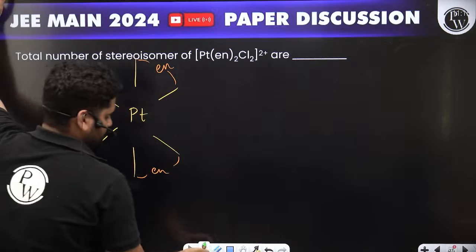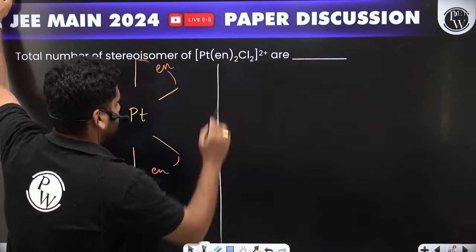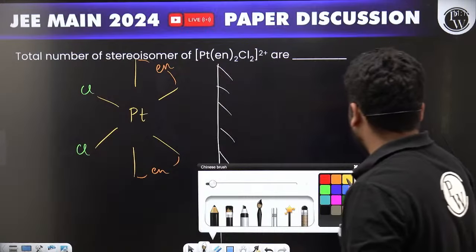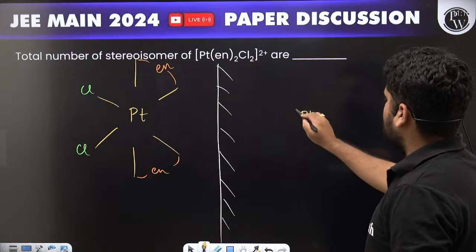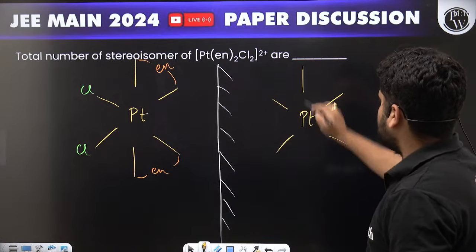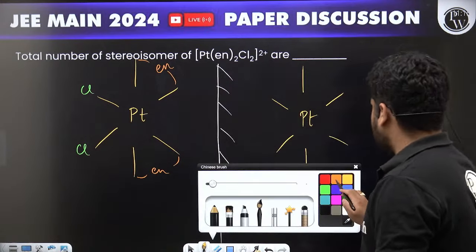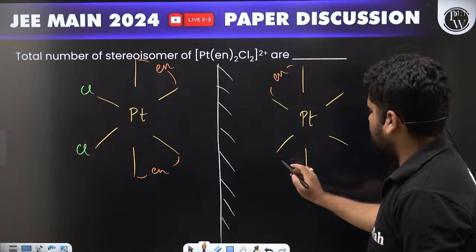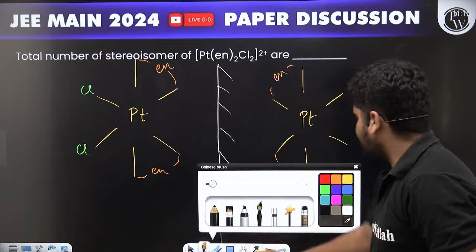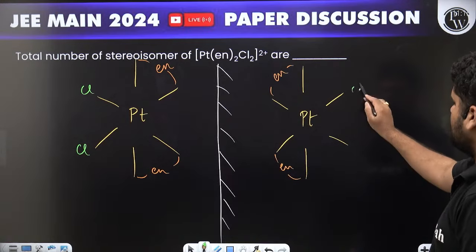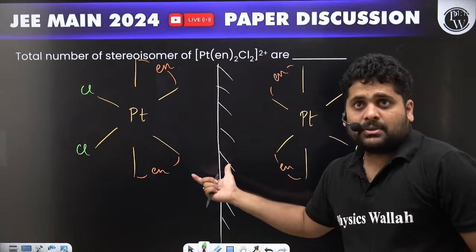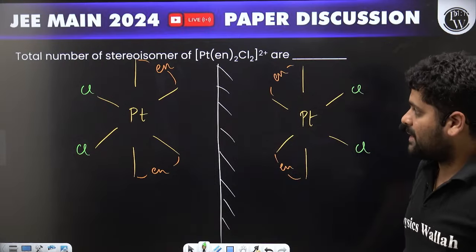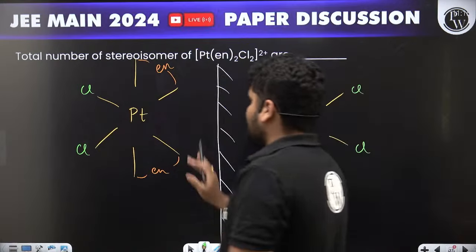Okay, now just put a mirror in between. When you put a mirror in between, you would be getting the counterpart. The mirror image should be non-superimposable, so this en would appear over here, and this en would appear over here, and chloride and chloride would be at the opposite positions, right? So these two are optical isomers. Do we have any geometrical isomer out of this? See, let us consider this part.